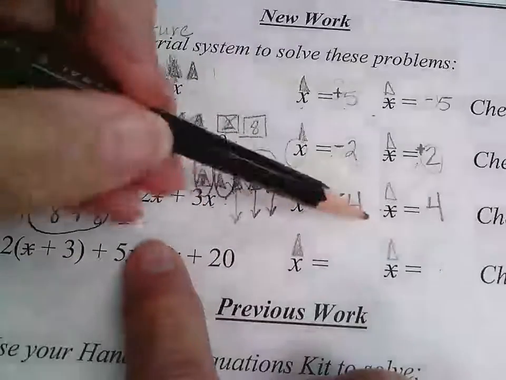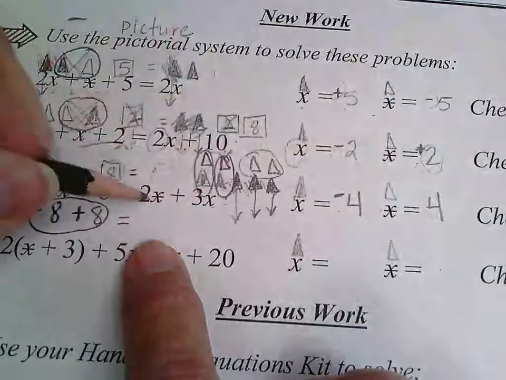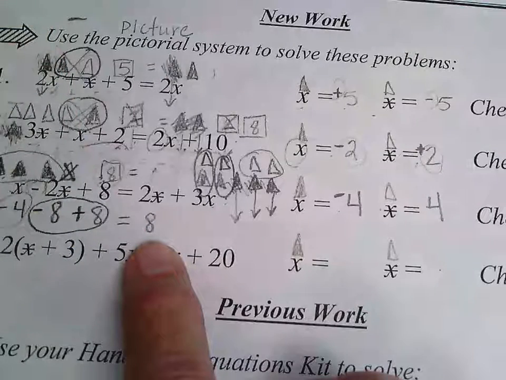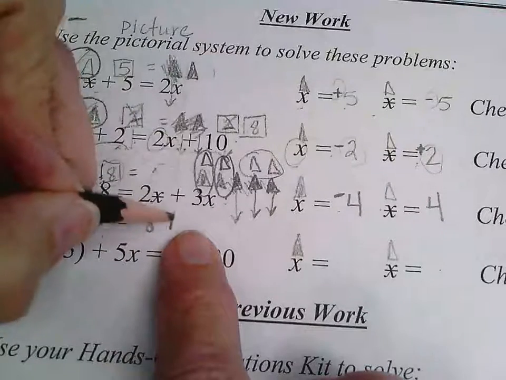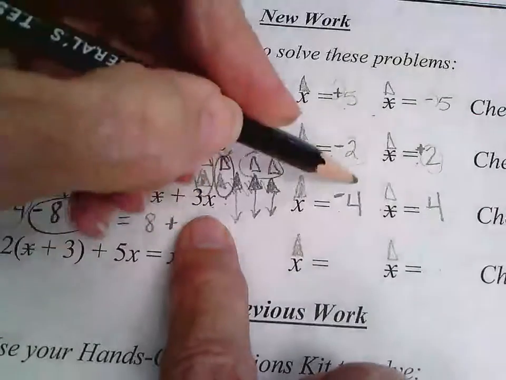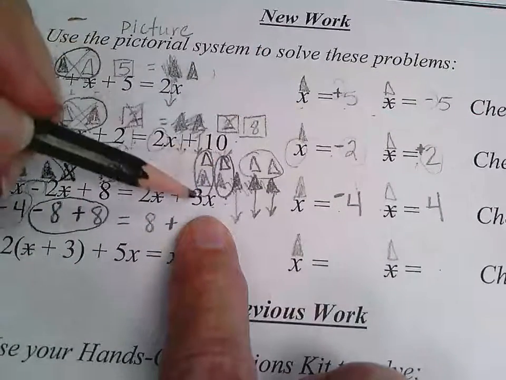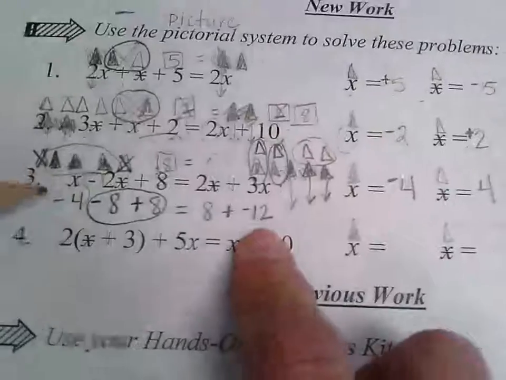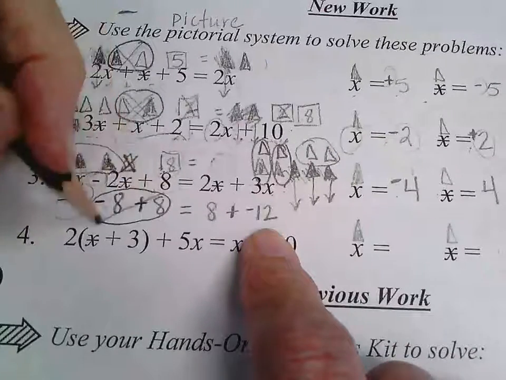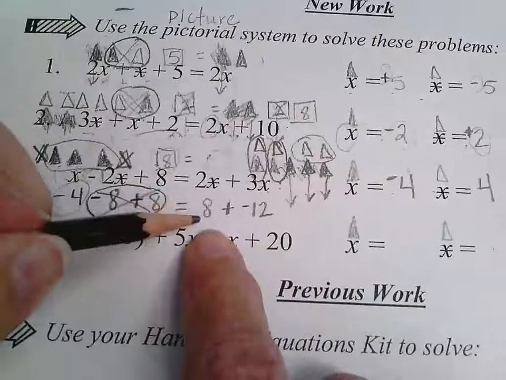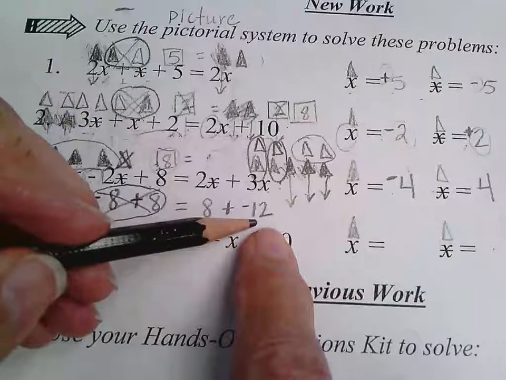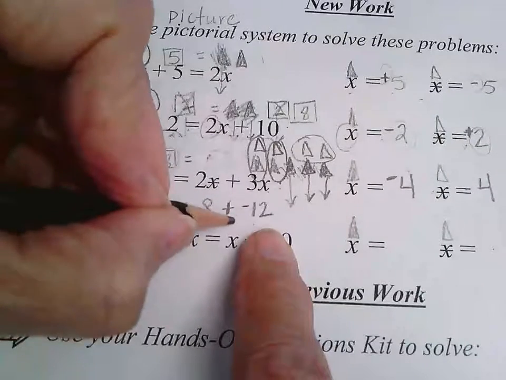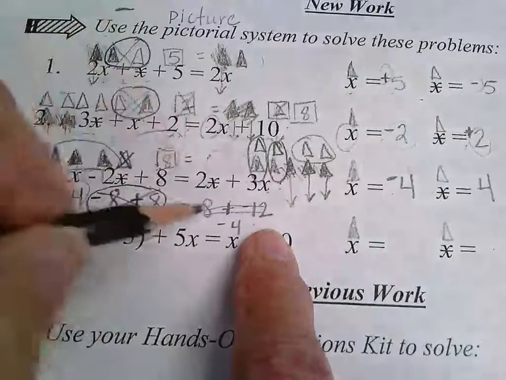My stars are 4. So if I have 2 groups of 4, I have 8. 2 times 4 is 8. And then I'm going to add 3 groups of negative 4. Well, 3 times negative 4 is negative 12. So now I have, this is gone, I have a positive 8 and I have a negative 12. 8 plus negative 12 is negative 4. This simplifies to negative 4.